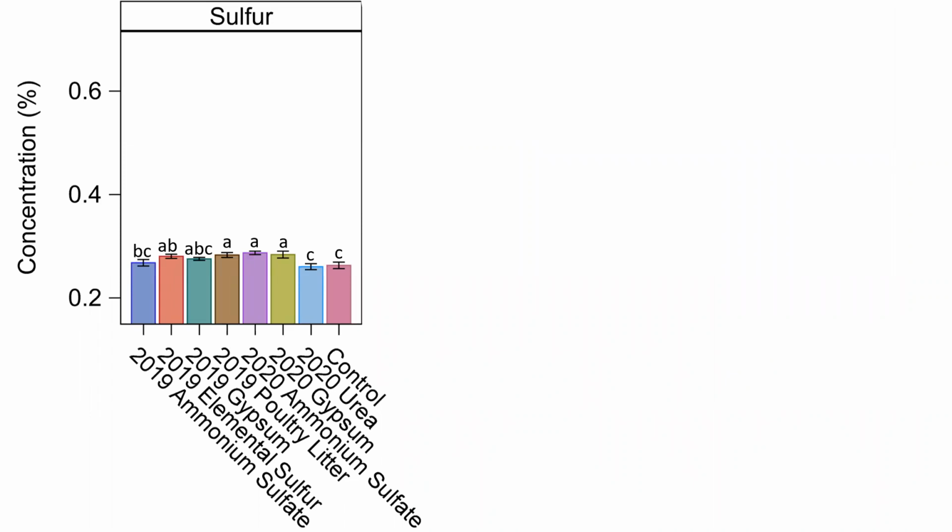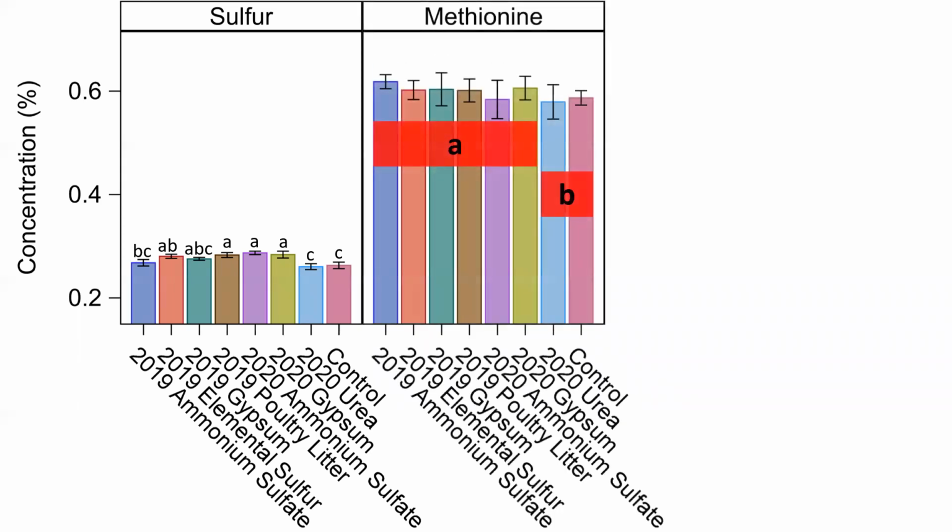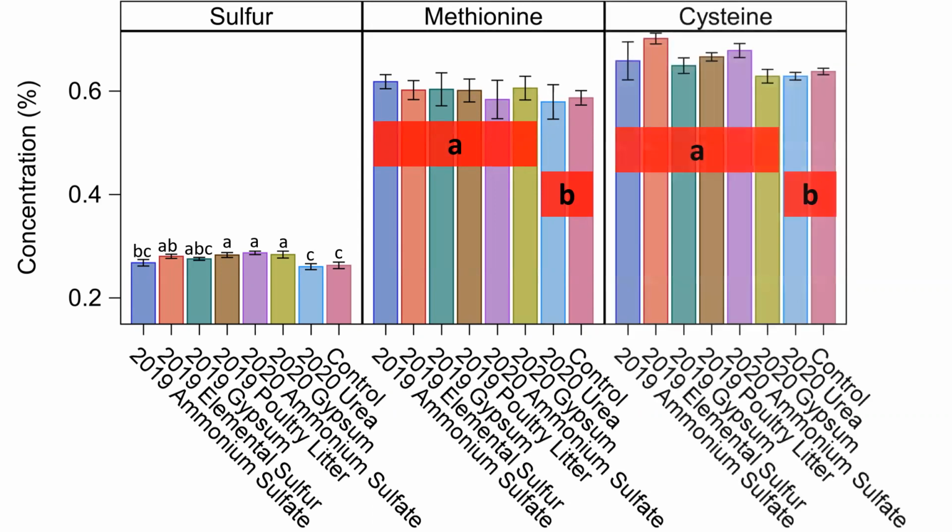The 2019 elemental sulfur, 2019 poultry litter, and 2020 gypsum and 2020 ammonium sulfate treatments resulted in greater sulfur concentration than the control or 2020 urea treatment. The 2019 gypsum and 2019 ammonium sulfate treatments were not significantly different from the control in terms of sulfur concentration. For methionine concentration, we grouped the treatments by those which had received sulfur in either year and those which did not. We found that the treatments which had received sulfur had greater methionine concentration. We used the same group of treatments and found that the treatments which had received sulfur also had greater cysteine concentration.